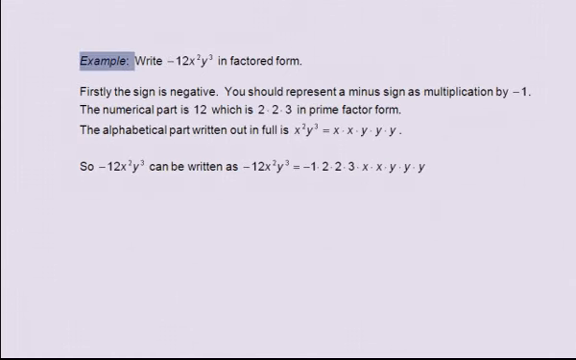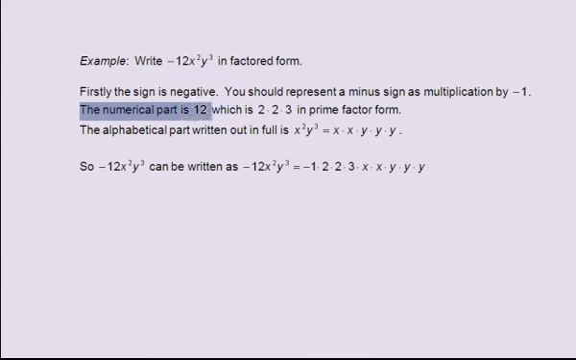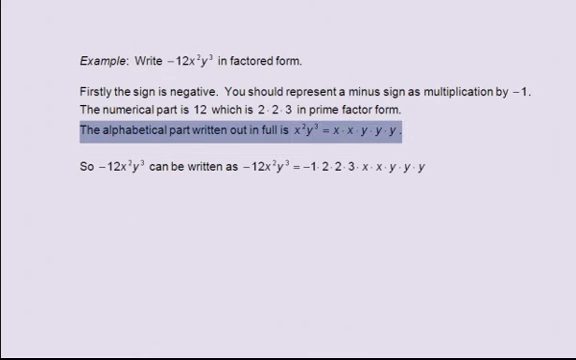Let's do another example. Write minus 12 x squared y cubed in factored form. Firstly, the sign is negative. You should represent a minus sign as multiplication by minus 1. The numerical part is 12, which is 2 times 2 times 3 in prime factor form. The alphabetical part written out in full is x squared times y cubed equals x multiplied by x, which is x squared, multiplied by y multiplied by y multiplied by y, which is y cubed.